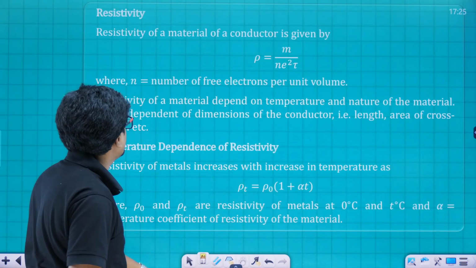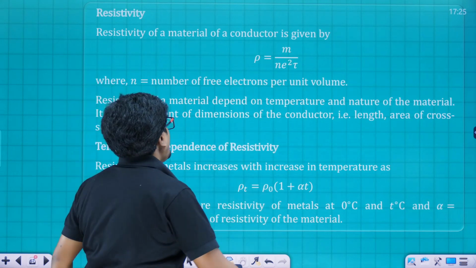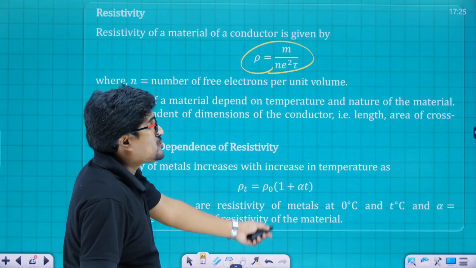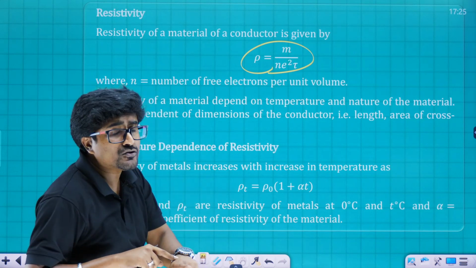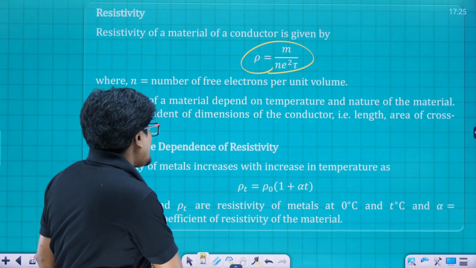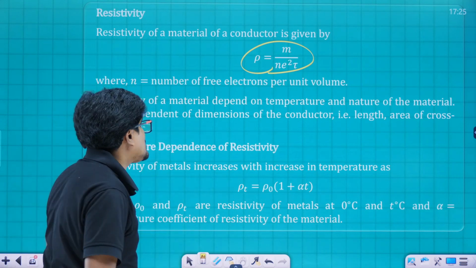Was that okay? Moving to the next, that is resistivity. Already we had the expression for this. Rho is equal to m upon n e square tau, where m is the mass of electron, n is the number of free electrons per unit volume, e is the charge of electron, and tau is the average relaxation time.